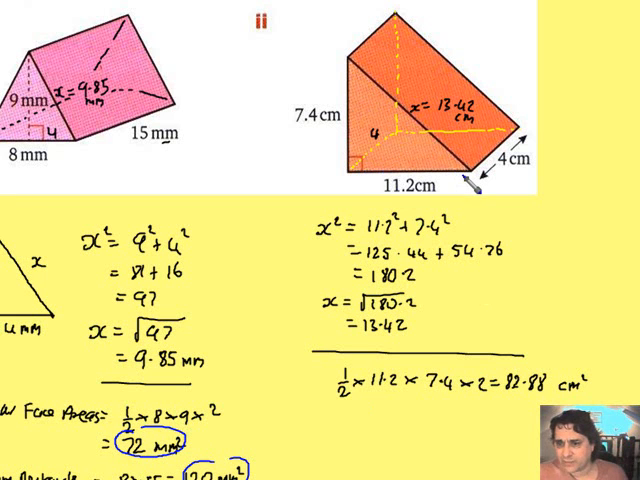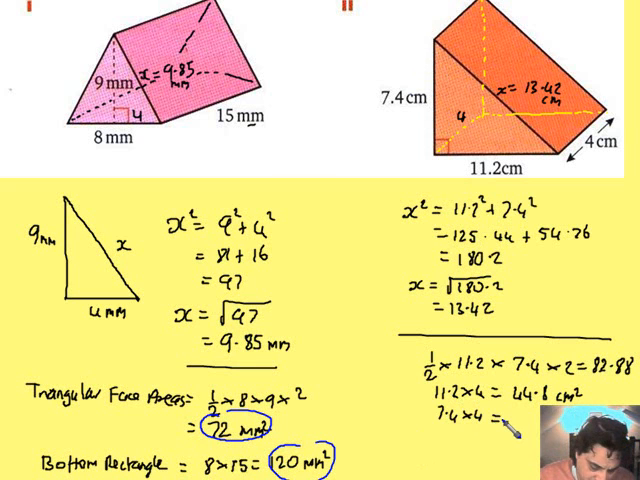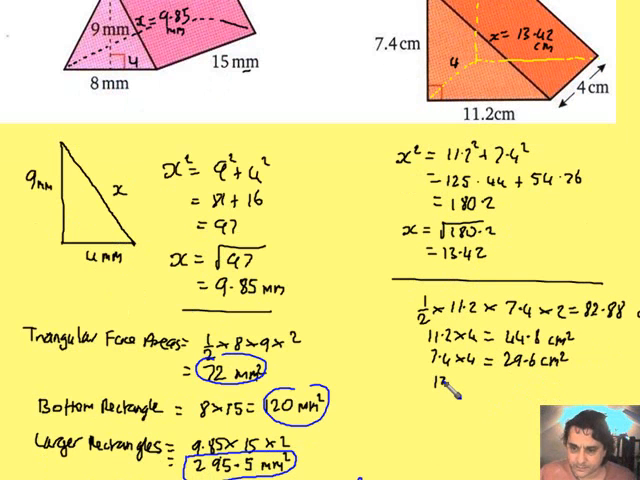The rectangle on the floor is 11.2 by 4. So 11.2 by 4 comes to 44.8 centimeters squared. That's one done. The one at the back is 7.4 by 4. So 7.4 by 4 is 29.6 centimeters squared. And finally the big one, 13.42 by 4.